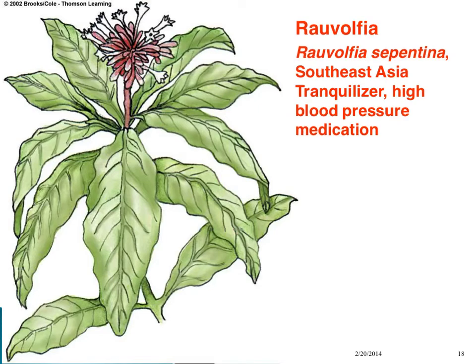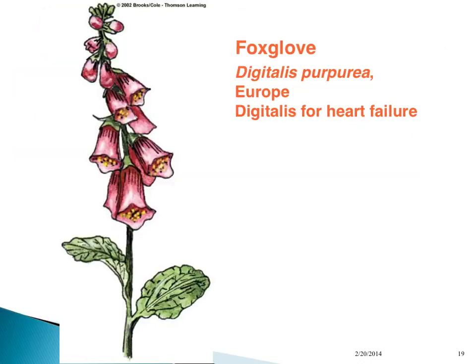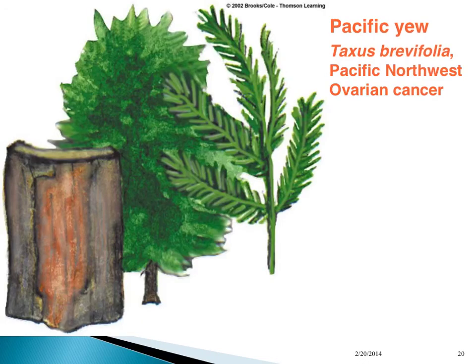We get awesome plants from tropical rainforest, things like the Rauvolfia, which grows in Southeast Asia. It can be used as a tranquilizer. It can be used to treat high blood pressure. So if we get rid of it, we're going to lose possible medicines. Foxglove, which is a type of digitalis, grows in Europe. It can be used for heart failure. So if we get rid of that medicine, people could oftentimes suffer.